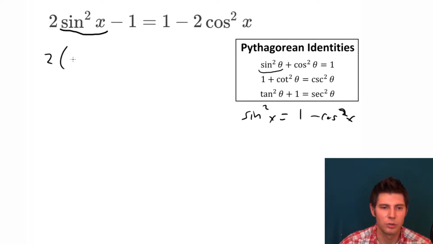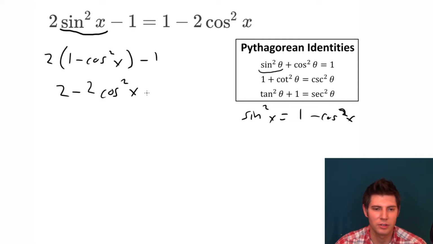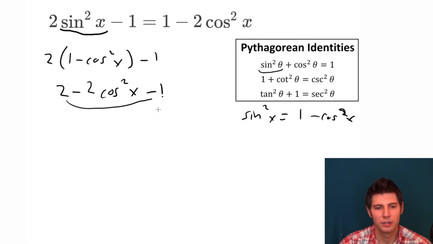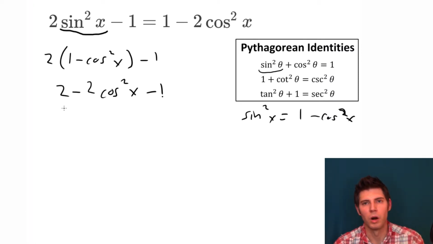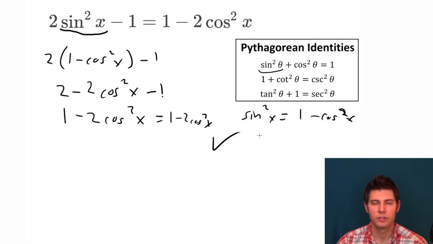So this will be 2 parentheses 1 minus cosine squared x minus 1. Next, I'll just distribute the 2. 2 times 1 is 2. And 2 times negative cosine squared x is minus 2 cosine squared x. And then we still have the minus 1. 2 minus 1 is 1, and then minus 2 cosine squared x. And that's what we wanted to equal. So we're done.